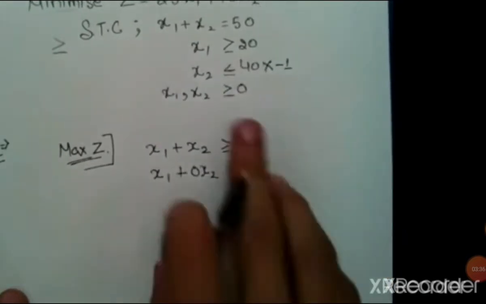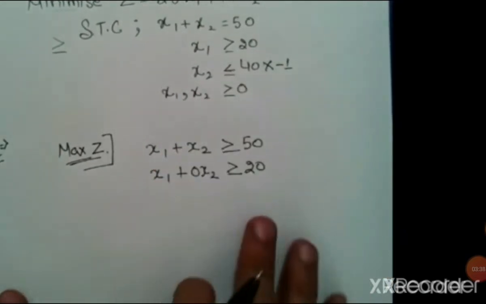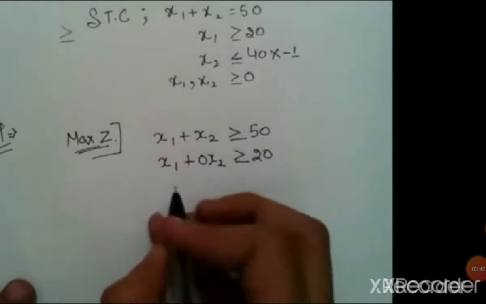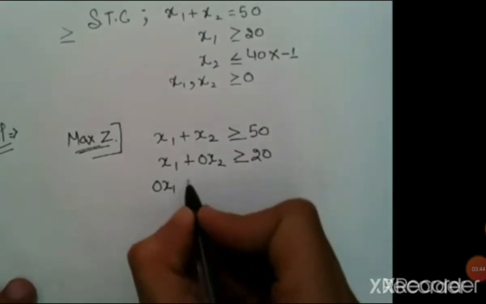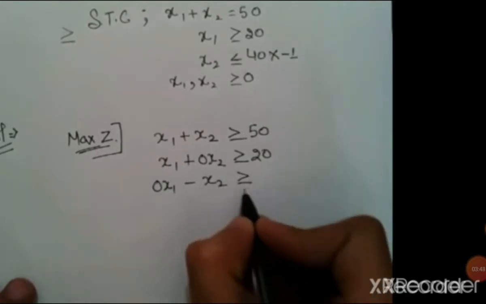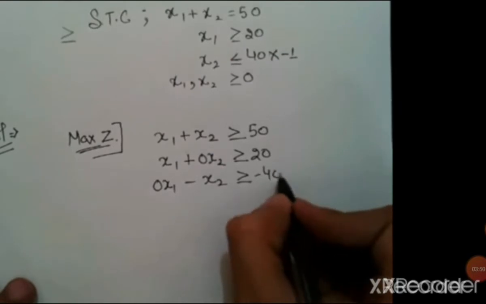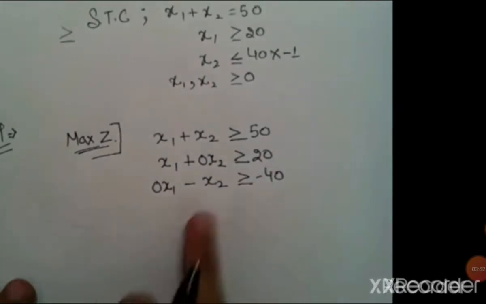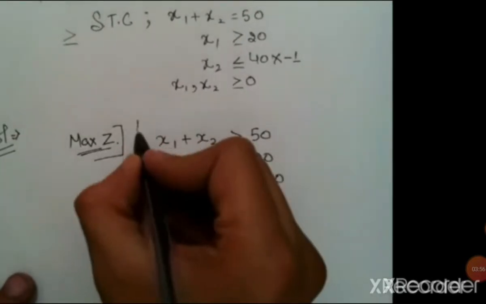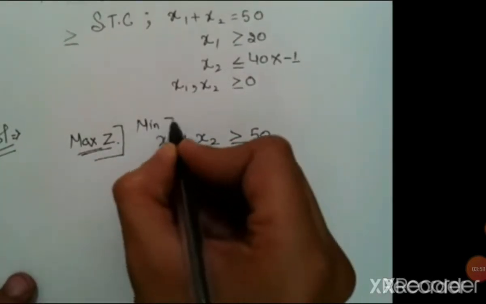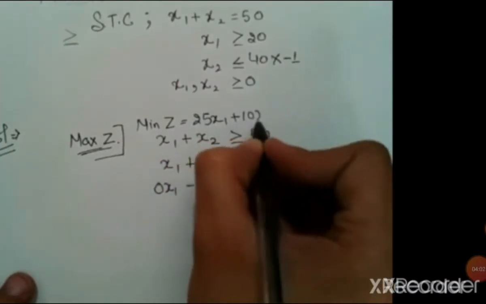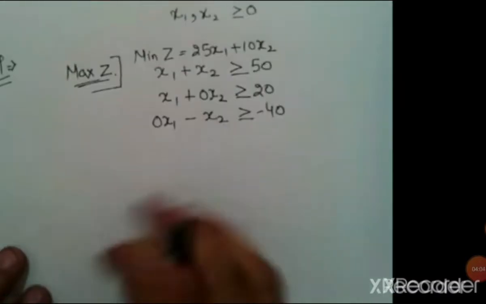Then x1 greater than or equal to 20 means x1 plus 0x2 greater than or equal to 20. Similarly, 0x1 plus x2, we will multiply it with minus 1 to change its sign. This is a minimization, and the objective function is given as 25x1 plus 10x2.